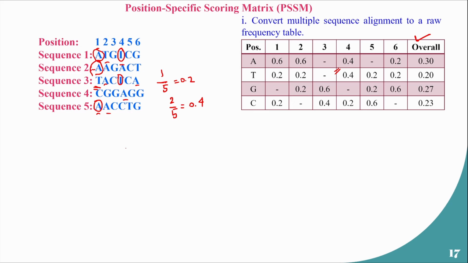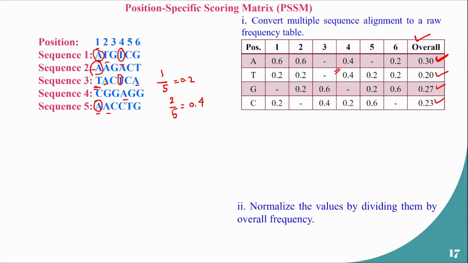That's how you can get the value for adenine. I kept saying alanine there, but here we are only considering nucleotides, so it will be adenine. The overall for A will be 0.3, and then for T it will be 0.2, then 0.27, 0.23, if you just count the overall number of each nucleotide present in this entire sequence alignment. So you get the frequencies in this order: 0.3, 0.2, 0.27, 0.23 for A, T, G, C.